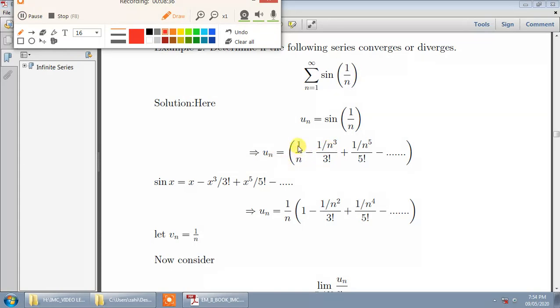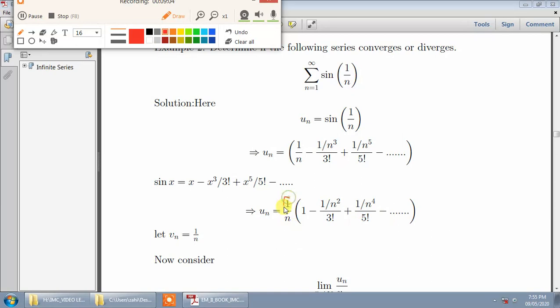So this is 1 by n minus 1 by n cube, that is 1 upon n cube, divided by 3 factorial plus 1 upon n raised to 5 divided by 5 factorial minus, and so on. Now let me intentionally take 1 upon n common outside. What will I have inside? 1 minus 1 upon n square divided by 3 factorial plus 1 upon n raised to 4 divided by 5 factorial minus, and so on.